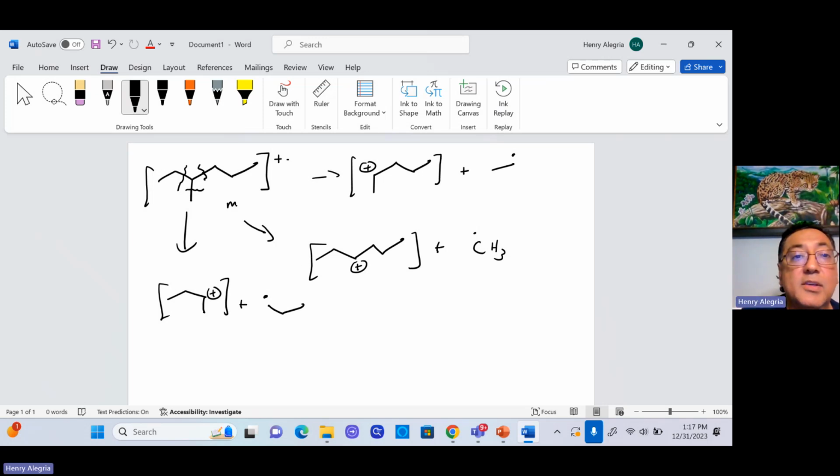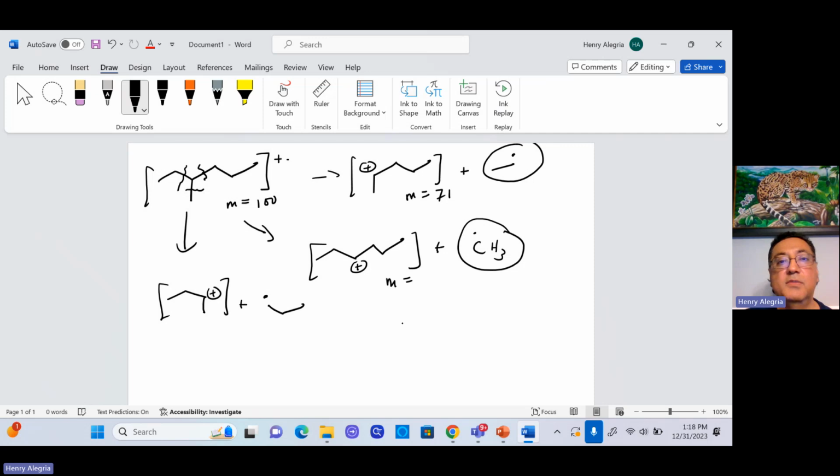So what's the mass of my original molecular ion? I have 1, 2, 3, 4, 5, 6, 7 carbons and 16 hydrogens. So 7 times 12 is 84, plus 16 is 100. So I know the molecular ion would have a mass of 100. This one, where I have lost a 2-carbon unit, which has a mass of 29, would therefore be 100 minus 29, so that would be 71. This one, the mass would be 100 minus the mass of the radical that I lost, which is 15, so that would be 85. And this one, the mass would be 100 minus the mass of a 3-carbon fragment, which is 43. So 100 minus 43 would be 57.